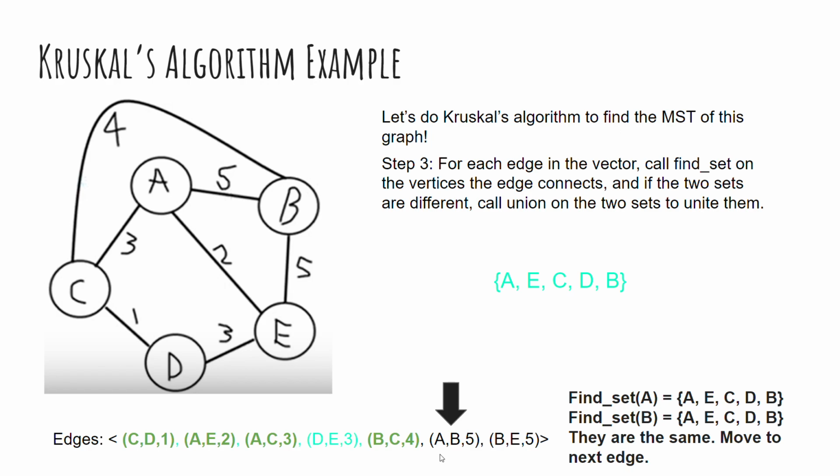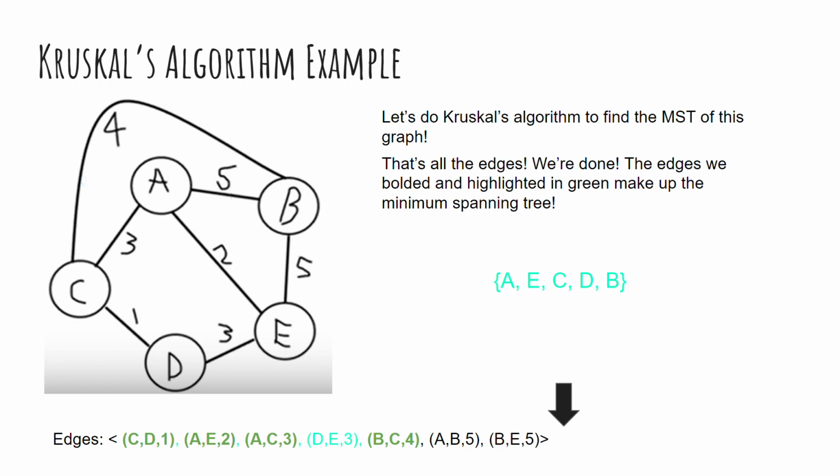So for the next edge, vertices A and B of length 5, we see that find set A and find set B are the same. So we'll again just ignore it and move on to the next edge. And so for the next edge, we again find that the find set of B is AECDB, and the find set of E is again the same thing. And so again we will just ignore it and then move on to the next edge. But over here we are finally done with all the edges, and so yay, we get the minimum spanning tree.